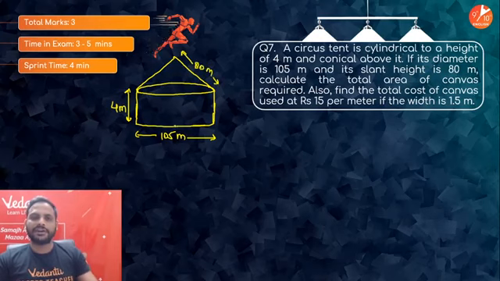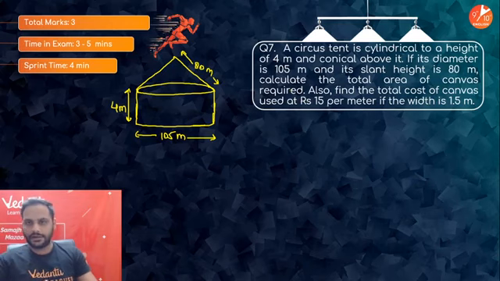Look, the cone and cylinder both will have the same diameter, right? Slant height is 80 meter. Calculate the total area of canvas required. Also, find the total cost of canvas used at rupees 15 per meter if the width is 1.5 meter.